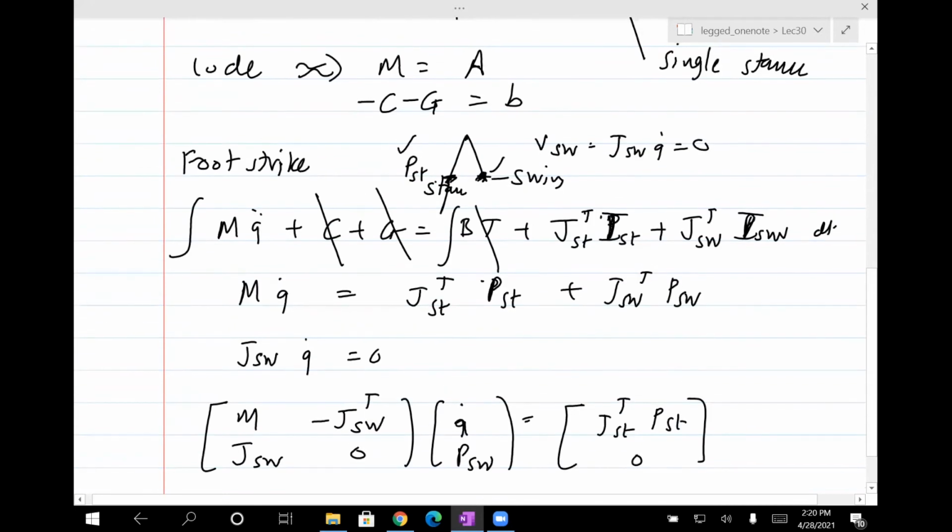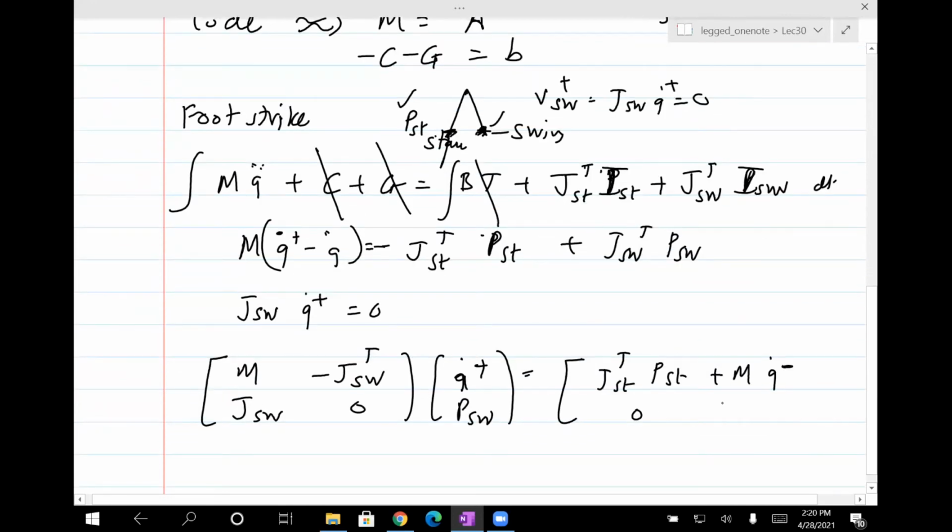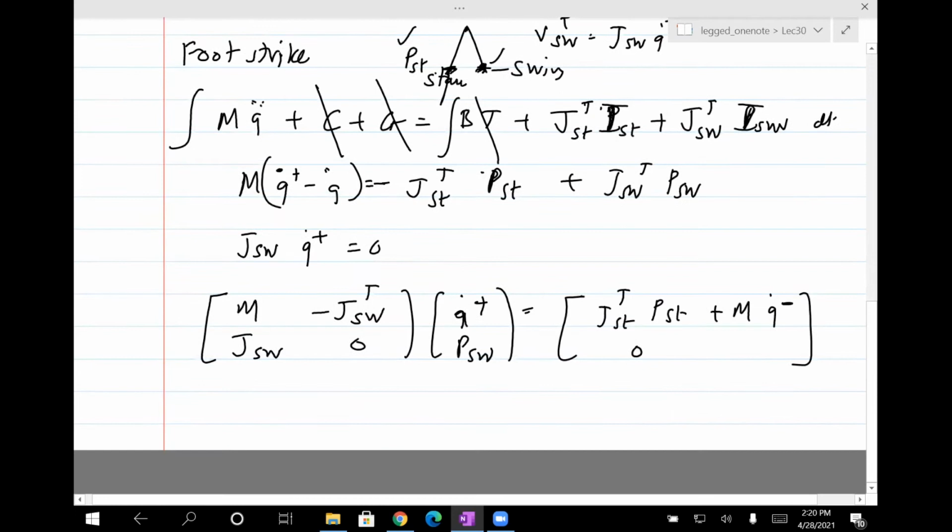Okay, I think I'm forgetting one thing though. My bad. When you integrate this equation, you end up with M times q dot positive minus q dot negative. So you need to put that in here. Mass times q dot after impulse, minus, because the integral of q double dot will give you the velocity, and then you need to do the upper and lower limits. This should be q dot positive because the velocity after impulse is only 0. Okay, so that's something I forgot. And that's about it. So that's the equation for the foot strike.